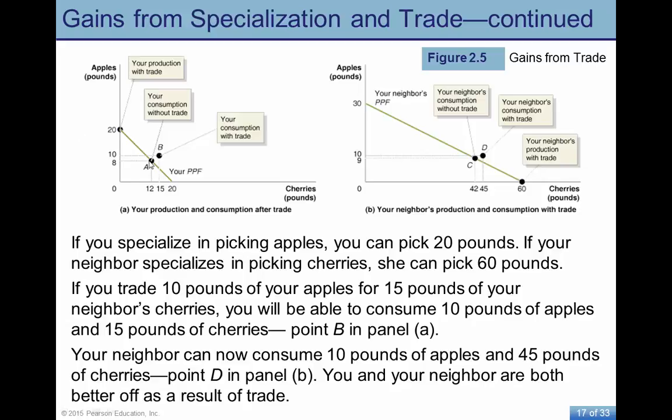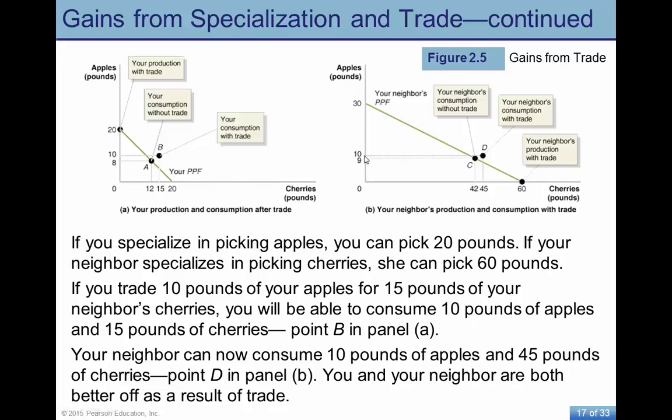Look at this graph. After the trade, you will specialize in picking apples. So you will spend the whole week picking 20 pounds of apples. Look at my cursor. And out of these 20 pounds of apples, you will trade 10 pounds of apples with your neighbor.